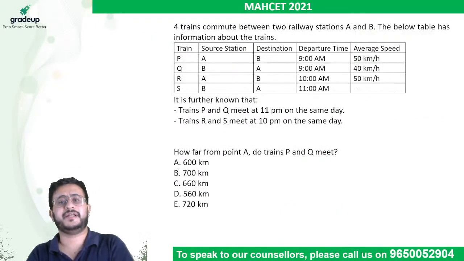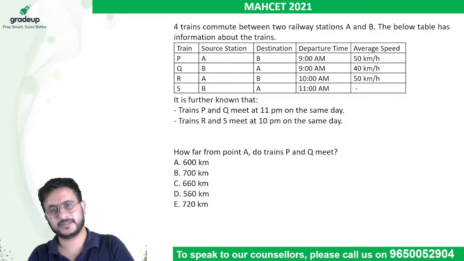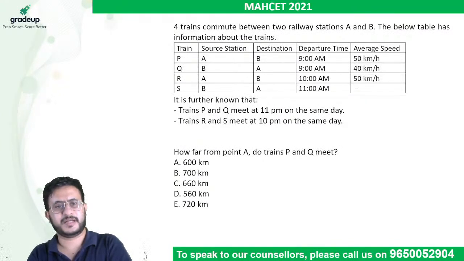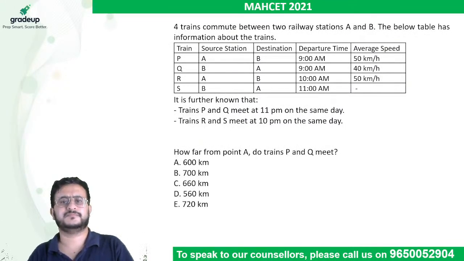Let's look at the next problem. How far from point A do trains P and Q meet? That's a simple question, right? That did not need the speed of S. How far from A do trains P and Q meet?